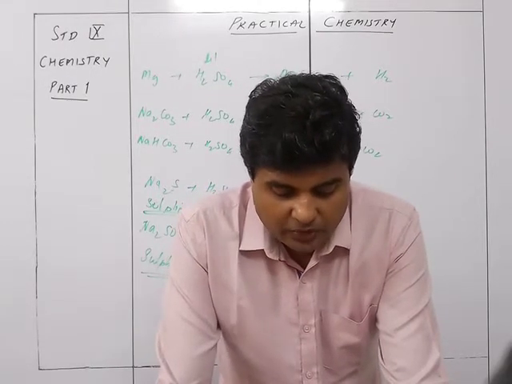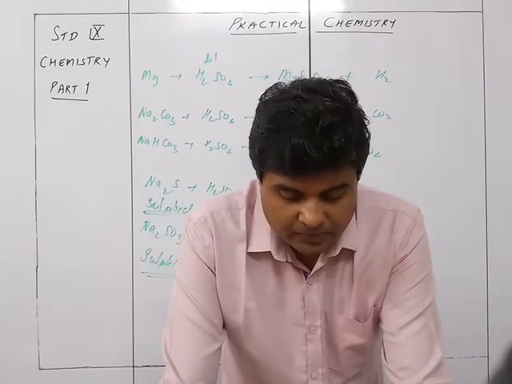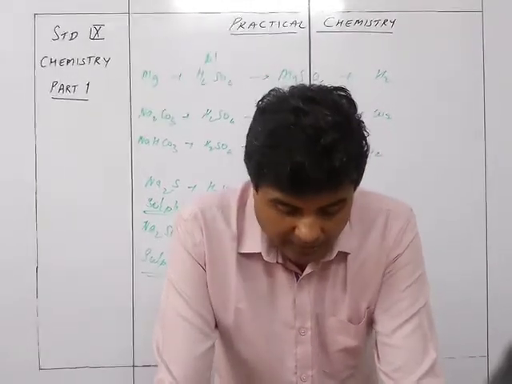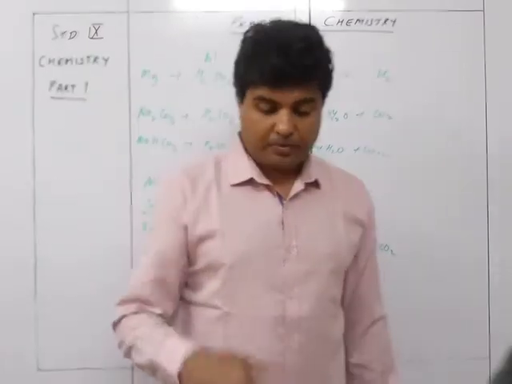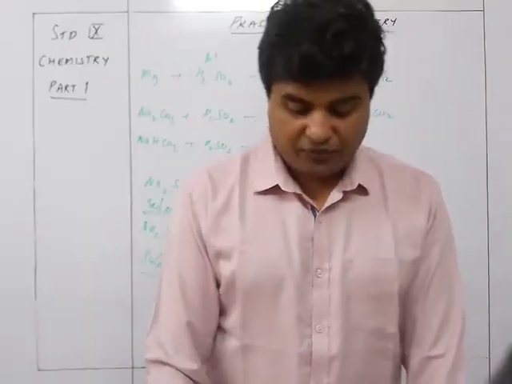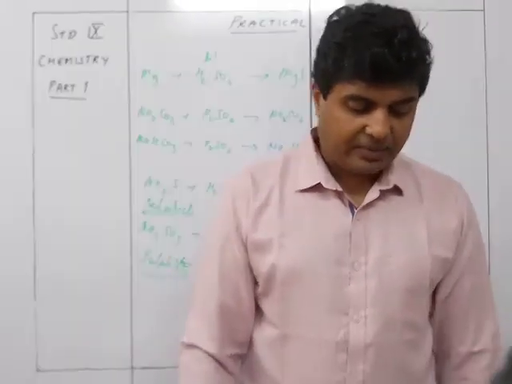Reddish brown fumes are going to be seen in nitrogen dioxide, which is going to turn the KI paper brown. And the ammonia is going to turn the red litmus paper blue and give dense white fumes. Right, so all these are there. Then the heating effect is also given.